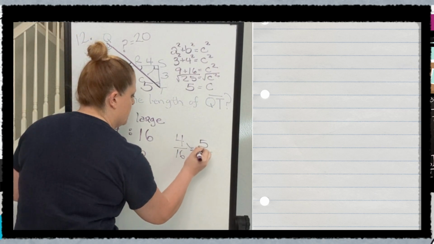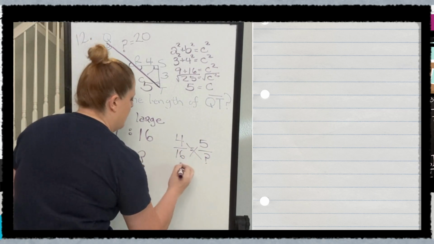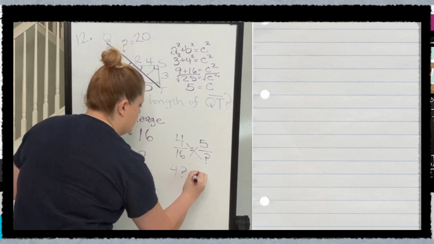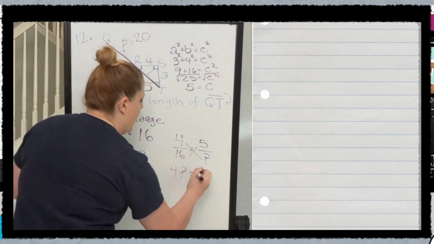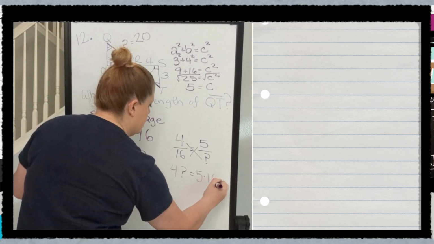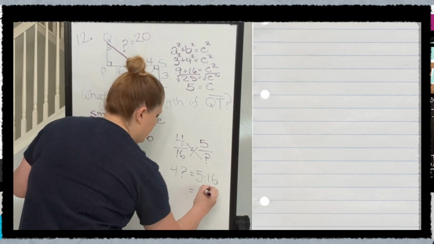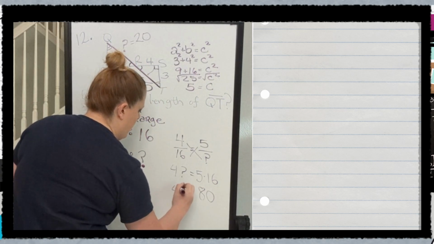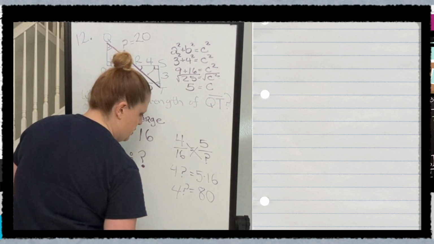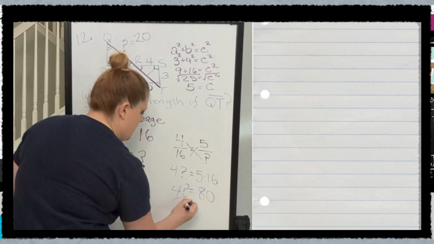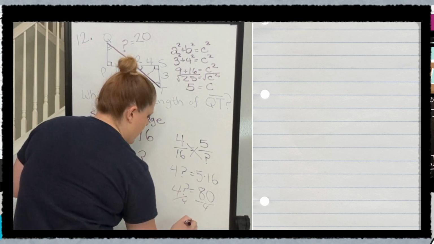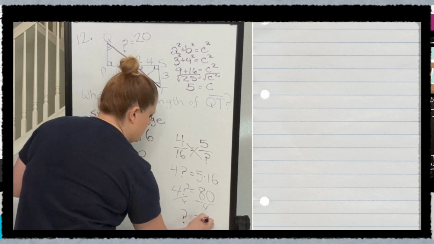We can also cross multiply. So I can say 4 question mark is equal to 5 times 16. 5 times 16, I believe, is 80. And I have 4 times my question mark. Divide both sides by 4. And my question mark is 20.